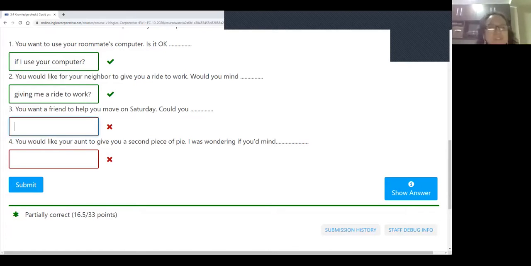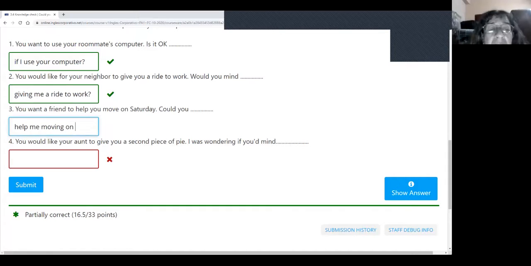Perfect. I understood that my mistake was that I was writing all the sentence. The whole sentence. Is it okay? Okay. You got it? I understood. So, thank you, teacher. You're welcome. Any other question, guys, with this part? You want a friend to help you move on Saturday. Could you help me move on Saturday?